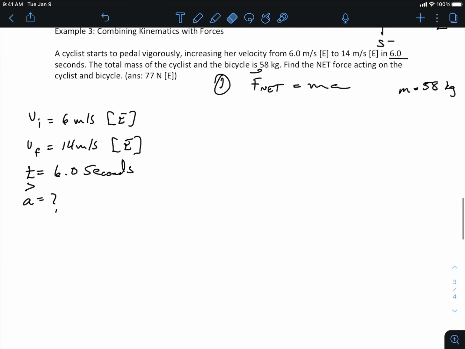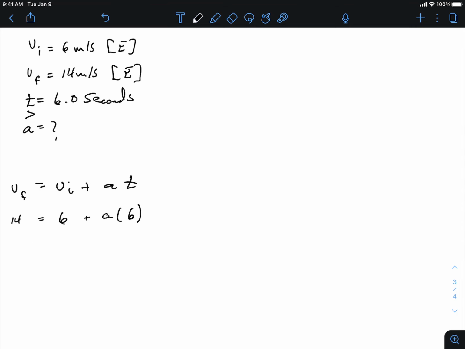So we'll go VF is equal to VI plus AT. That looks pretty good. VF will be 14, and VI will be 6, plus A, that's the thing I want to know, times 6 seconds. So just solve for A. Create a zero pair, minus 6, minus 6. So 14 minus 6 is going to be 8, and that's going to be equal to 6A. Divide both sides by 6.